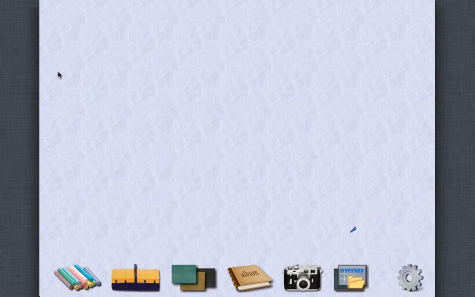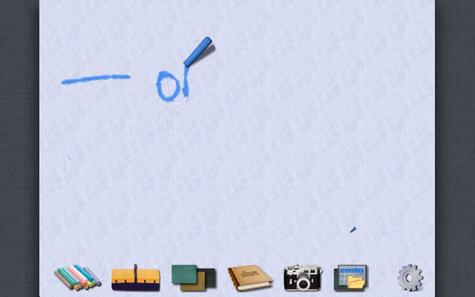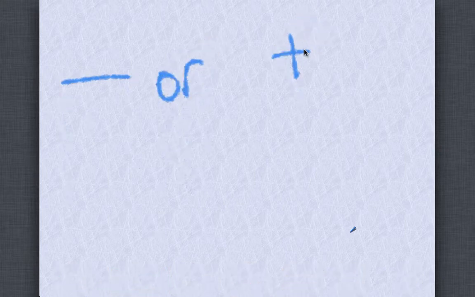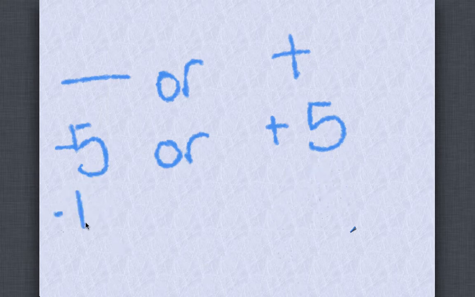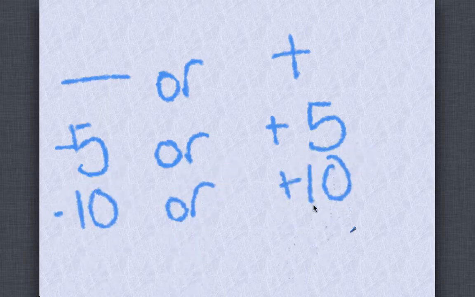Every number is either a negative or a positive. For example, negative 5 or positive 5, negative 10 or positive 10, any number you can think of has an opposite.